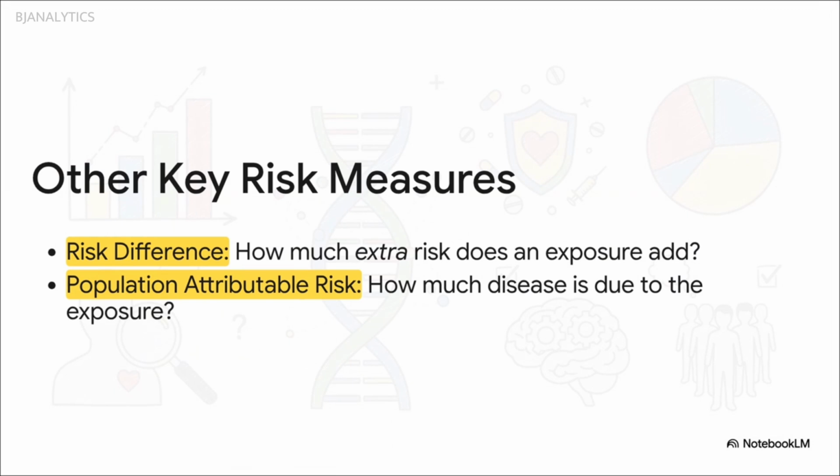And there are a couple of other really useful measures. The risk difference tells us, in plain terms, how much extra risk the factory adds. And population attributable risk, well, that one's huge for public health officials. It helps them estimate how much of the illness in the entire town could potentially be wiped out if the exposure from that factory was gone.